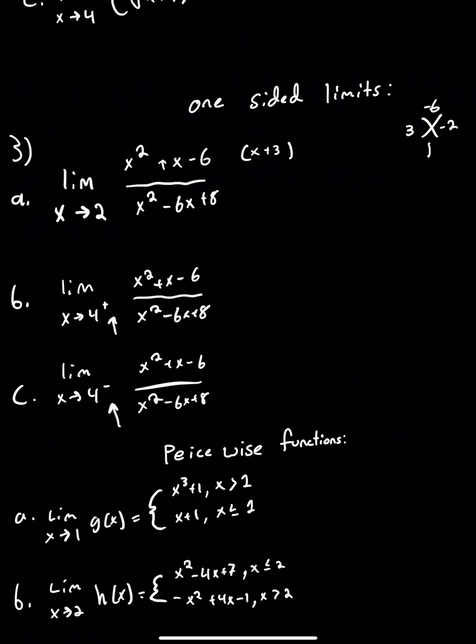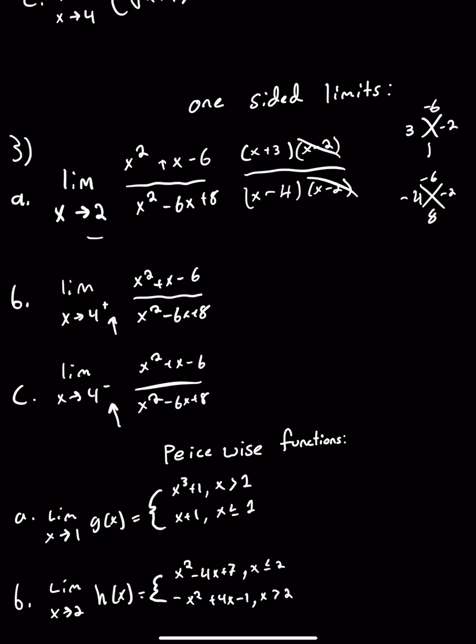X plus 3, x minus 2, over, and then on the bottom one, we're going to have adds to be -6, multiplies to be 8, and that's going to be -4 and -2. So x minus 4 times x minus 2. So now that we factored out, we can see that there's 2x minus 2. These cancel each other out, and you're left with x plus 3 over x minus 4.